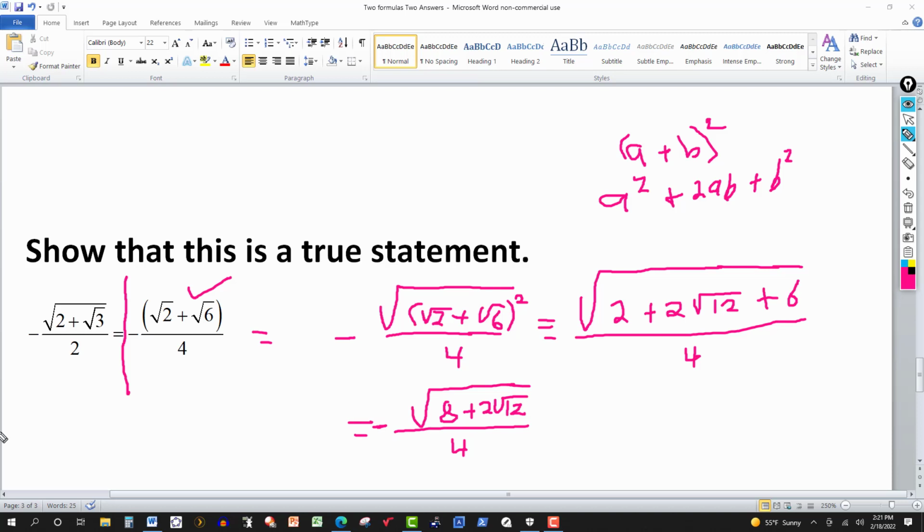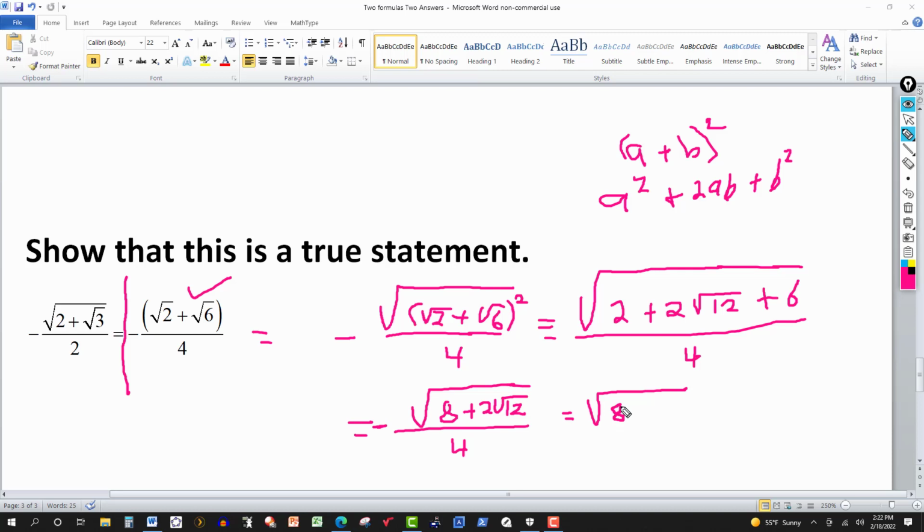Minus in front. So again, we're going to show that this has to equal what I have over here on the right, on the left side. So let's simplify the 12. 12 is 4 times 3. Okay? 12 is 4 times 3. So if I take the square root of 4, that becomes a 2. I bring it outside. I multiply this 2. So then this is going to give me 8.